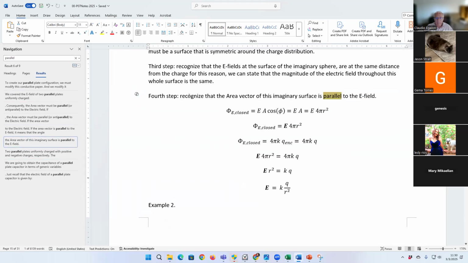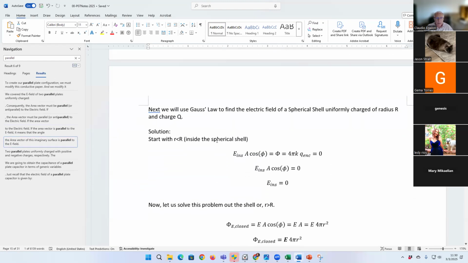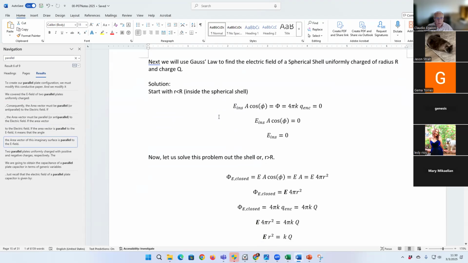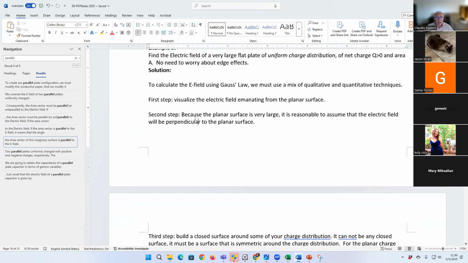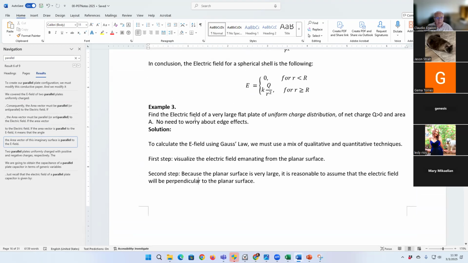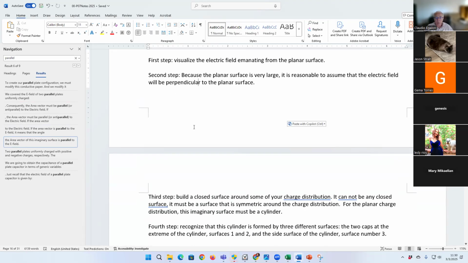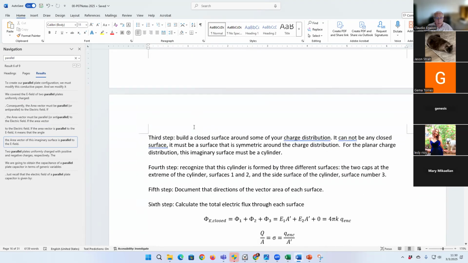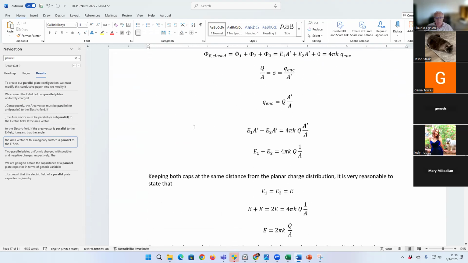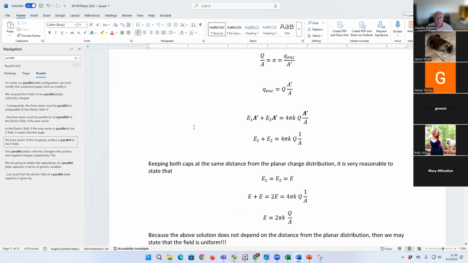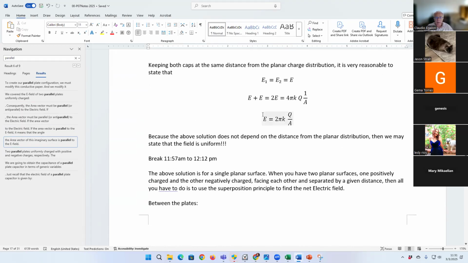First step, recognize the area vector. Let's see. Example 2 next to spherical shell. Okay, here. And by the way, the book derives that in a different way than I did, okay? I don't like that way that they do. This is not the only book who did that derivation. I think it's flawed. The derivation of the electric field of a parallel plate capacitor, right in here.